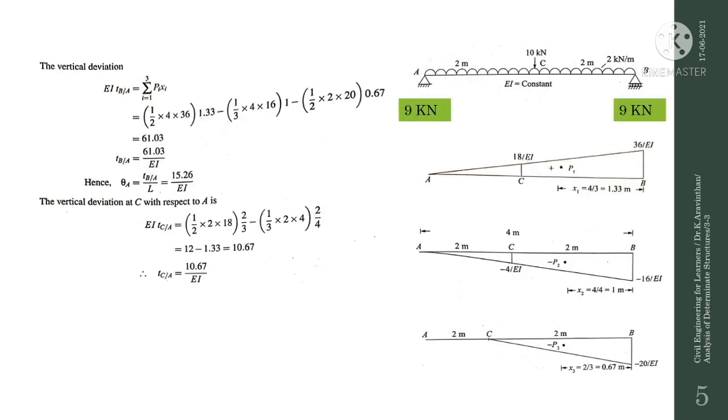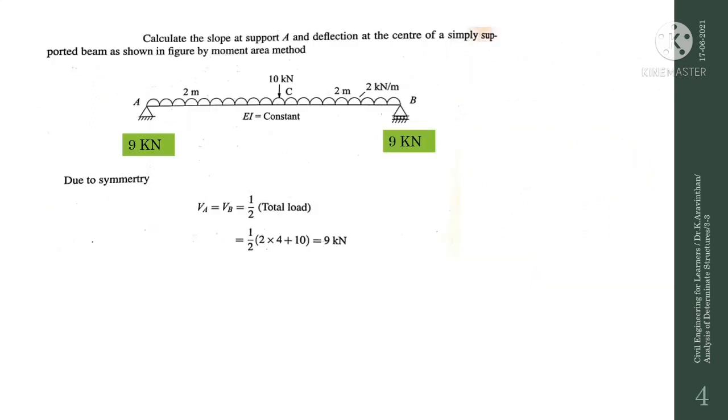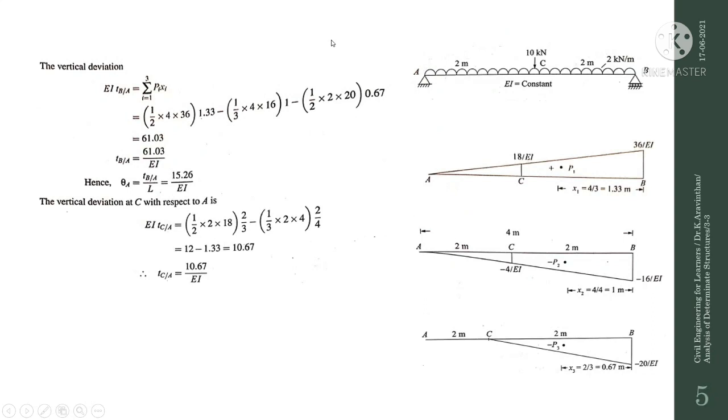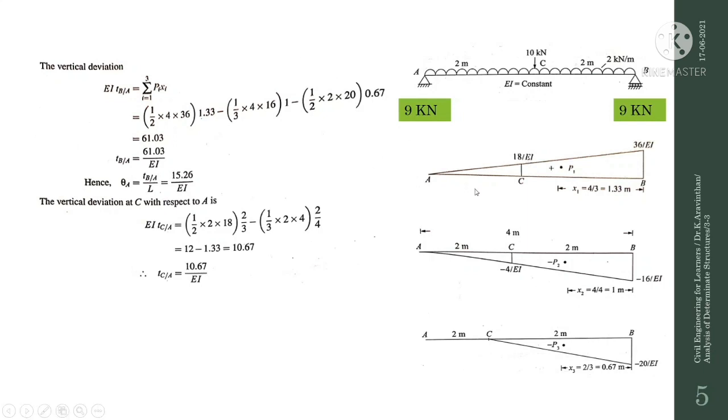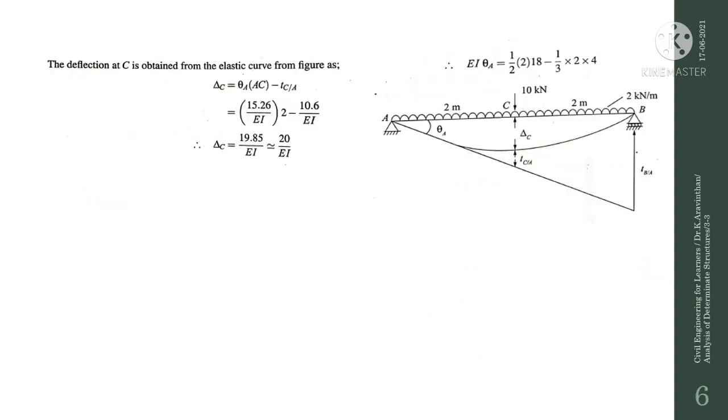And here the requirement is to find only the deflection, hence we will stop here. If you need theta, using only the area, by using theorem 1, you take this area, that is 1/3 of 2 into 4, minus 1/2 into 2 into 18. So this will be your theta. If you divide by EI, you will be getting the theta.